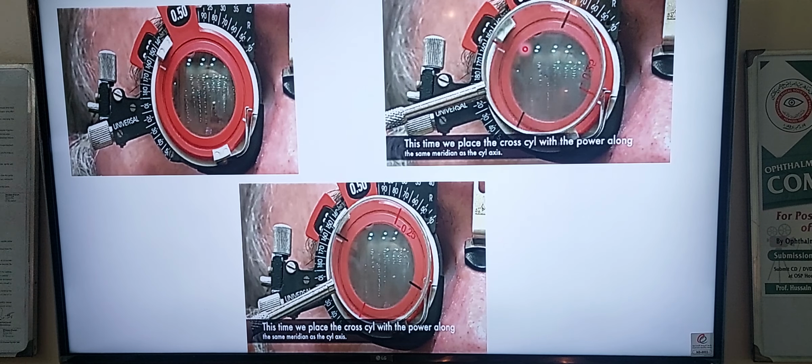So the power will become minus 0.75. Or if the patient prefers this axis, the plus axis, then we will add plus 0.25 and the power of the cylinder in the trial frame will become minus 0.25.